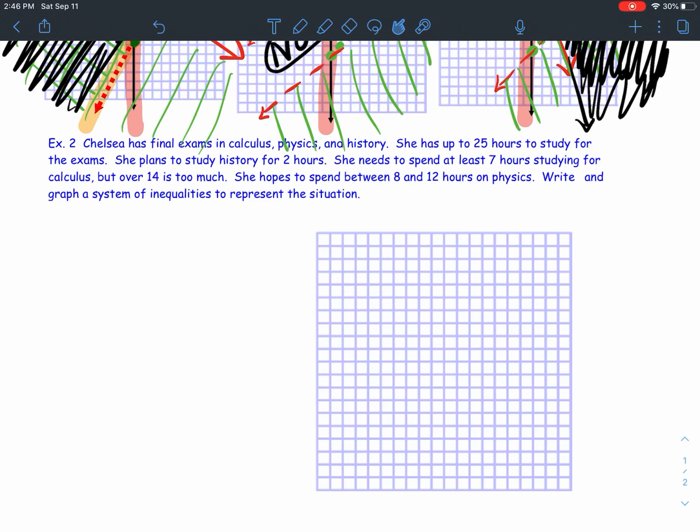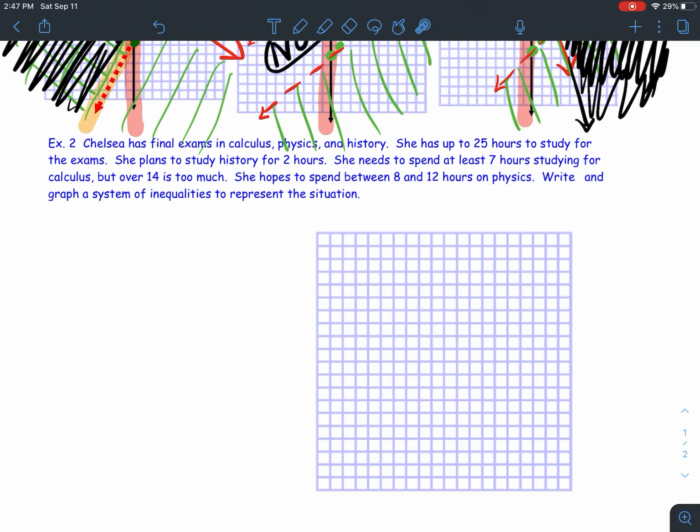Okay, so here this first one's talking about Chelsea. It says she has final exams in 3 subjects, calculus, physics, and history. She has up to 25 hours to study for the exams. She plans to study history for 2 hours, so she knows how much time she wants to spend on history. What could vary is how much time she's going to spend on calculus and physics.